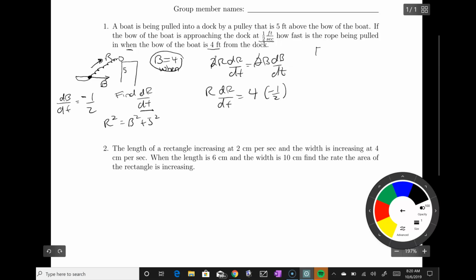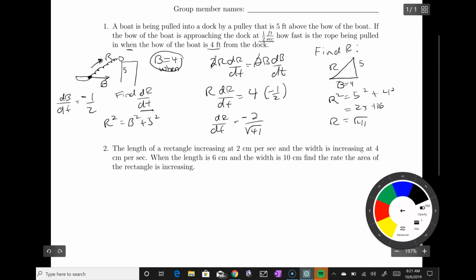So to find R, what I'm going to do is I'm going to put the B equals 4 in. And I've got this side length 5. And I've got to figure out what R is equal to. So this is not your typical 3, 4, 5 triangle. R squared is equal to 5 squared plus 4 squared. So 25 plus 16. So that gives me R equals root 41. So when I go and solve for dr/dt, I get negative 2 over root 41. And it is negative, and that makes sense because this length R is going to be getting shorter as the boat pulls in.